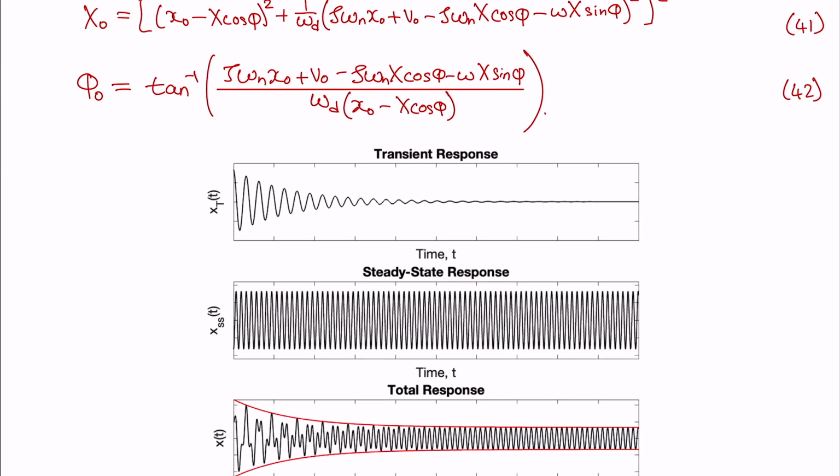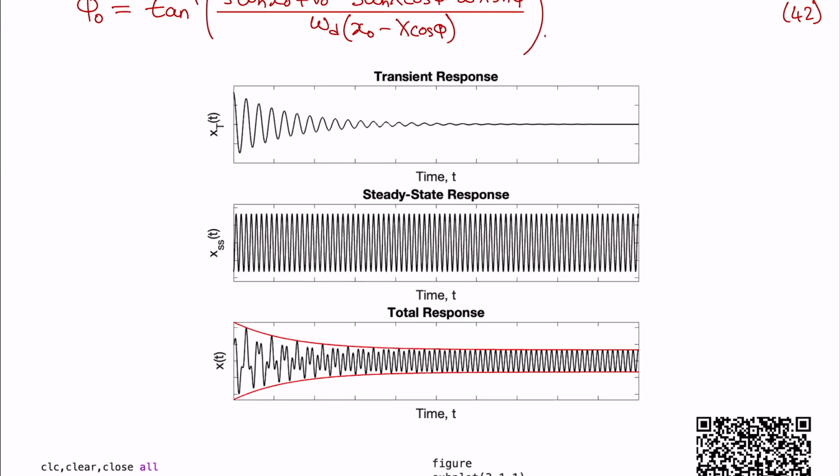What I should have shown here, and I didn't plot it in this response, is that the steady state will either be slightly ahead or slightly behind the forcing function, or the force itself. If you plot a comparison of the harmonic force and the displacement, you'll find that the displacement generally lags slightly behind, meaning that it reaches max amplitude at a later time than the force reaches its max amplitude. And that's this phi that shows up.